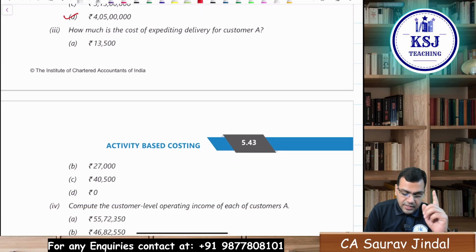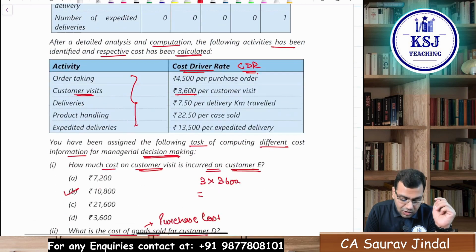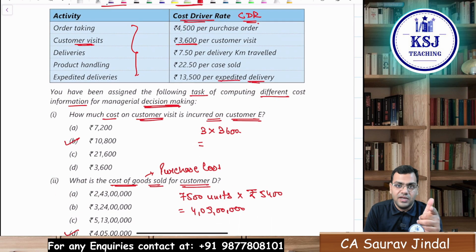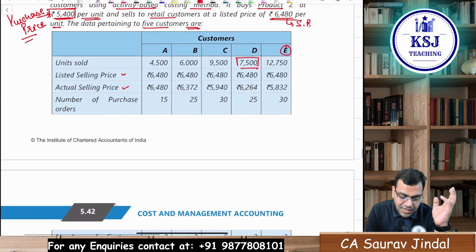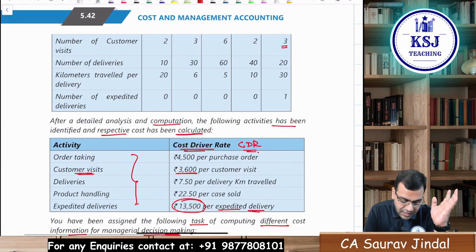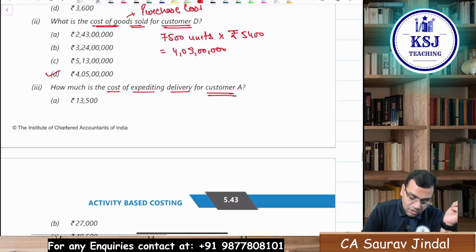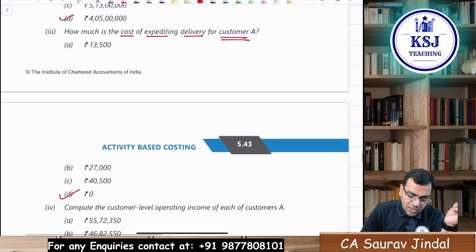Next, how much is the cost of expediting delivery for customer A? Now, if you look at the CDR, it says for every one expedited delivery, that is a fast delivery, the quick delivery, there is a cost of 13,500 rupees. Now, for customer A, how many expedited deliveries are there? Number of expedited deliveries, sir, 0. So what will be the cost? Obviously, the cost will be 0. That is option D.